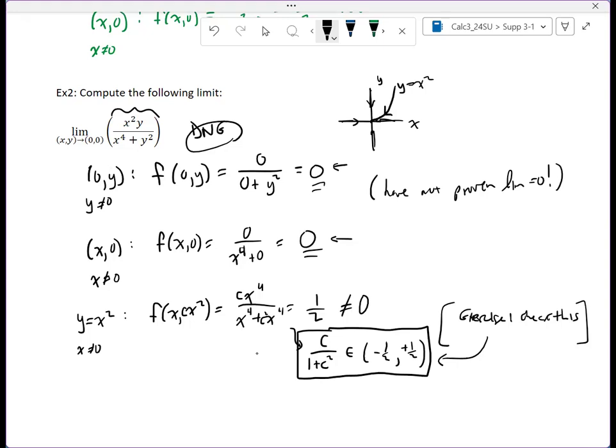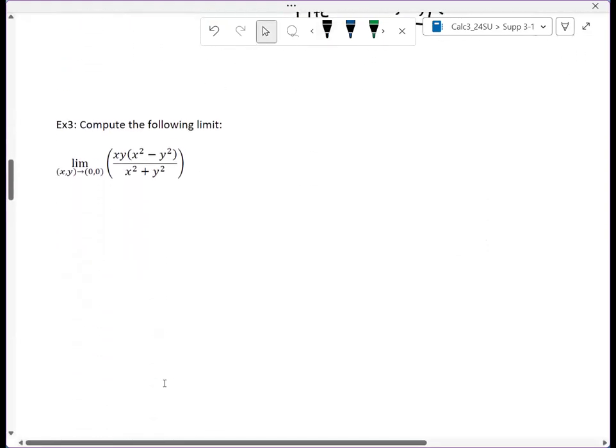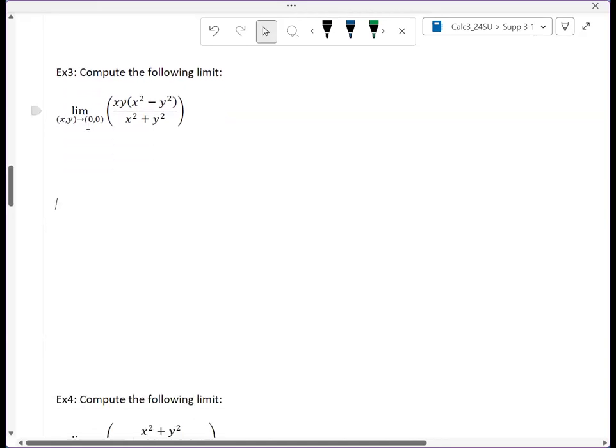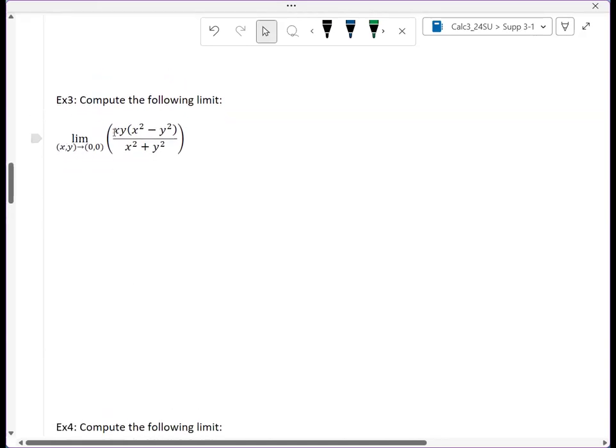Okay, so let's take a look at example 3 here: the limit as (x, y) goes to (0, 0) of xy times x squared minus y squared all over x squared plus y squared. Again, if we just naively thought, what happens if I plug in x equals 0, y equals 0? I get an indeterminate form, 0 over 0. So what can I do here?